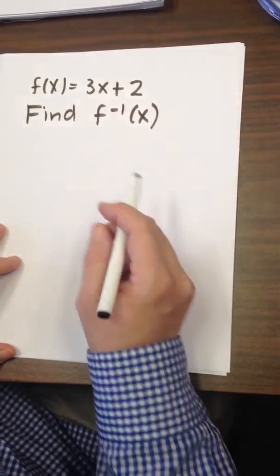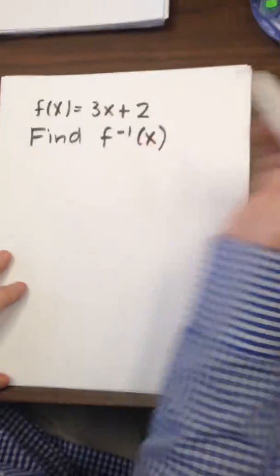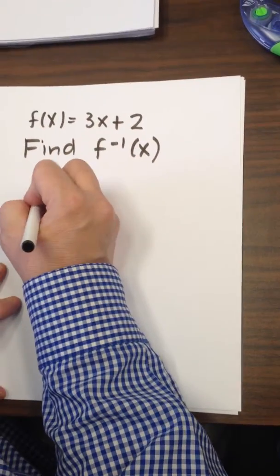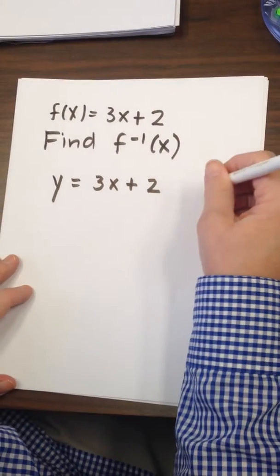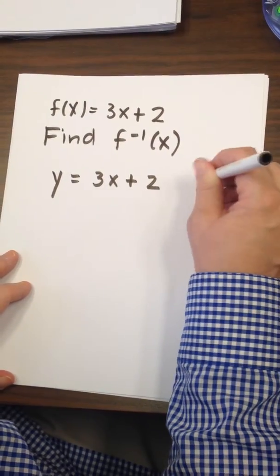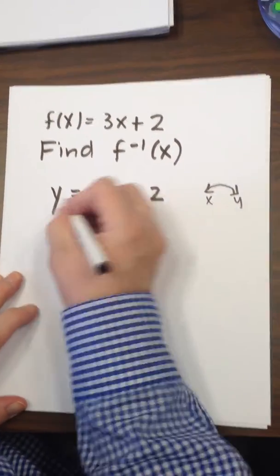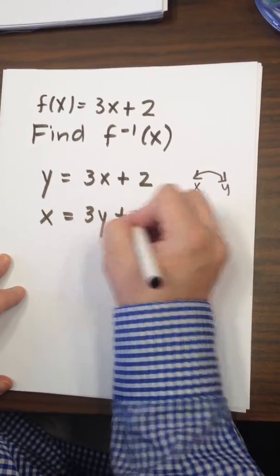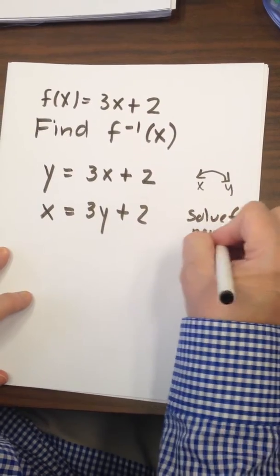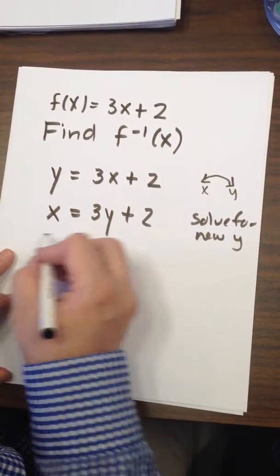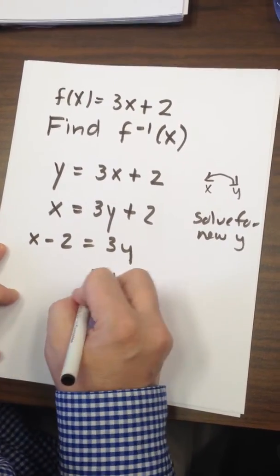So here, let's follow the steps that we just went over. We take f of x equals 3x plus 2, and we change the x to y. And then next we switch the x's and the y's. We switch them out. This is computing the inverse. Change the y to x and change the x to y. And then we solve for the new y. So we're going to solve this for y. We'll subtract the 2 on both sides. And we'll divide by the 3.